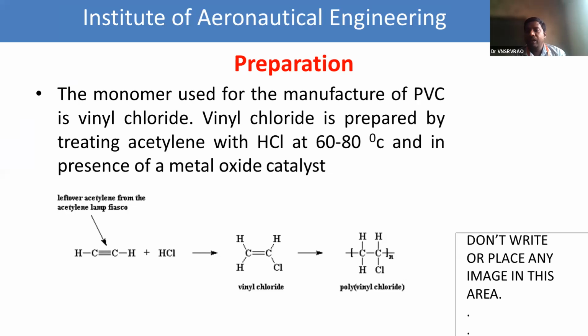And this vinyl chloride undergoes addition polymerization to give polyvinyl chloride. In the equation we observe there is a small n. This small n represents the degree of polymerization.